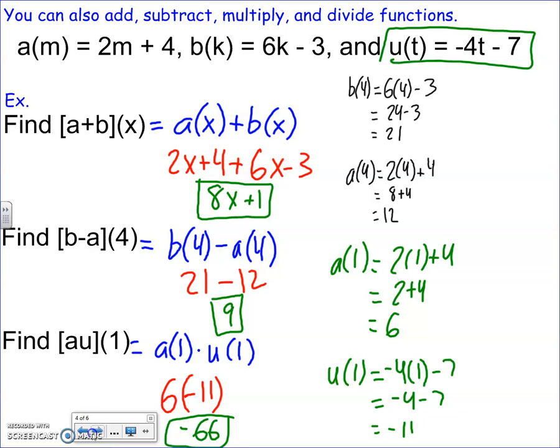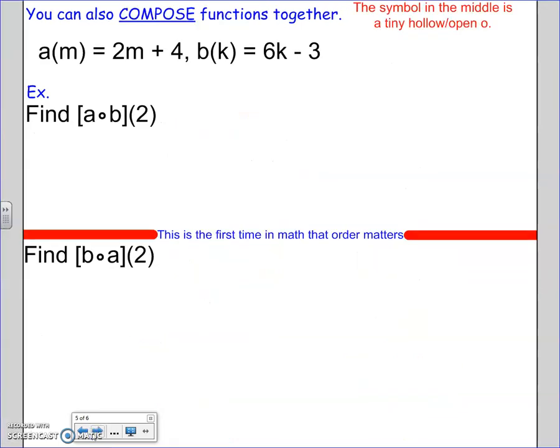All right, the last thing we do with functions is compose them. Composing is not the same as adding, subtracting, multiplying, and dividing. It's a brand new thing where you basically plug one into the other. It's like the answer, the result of one gets used for the next part. It's like back-to-back problems. The symbol is a little tiny open O or hollow O.